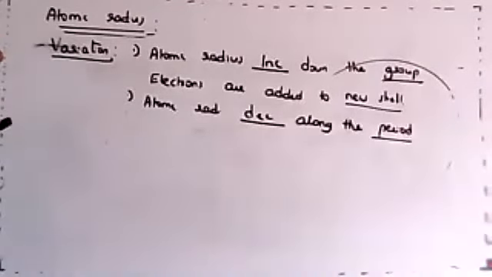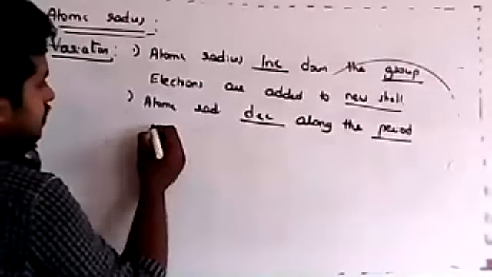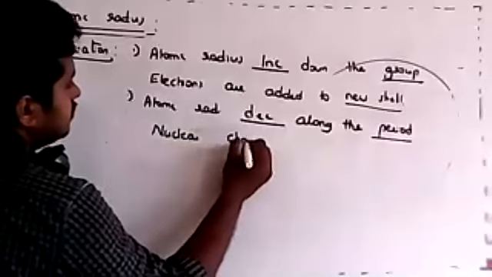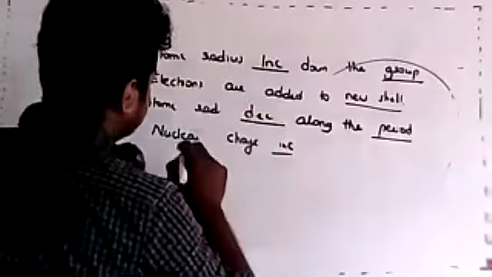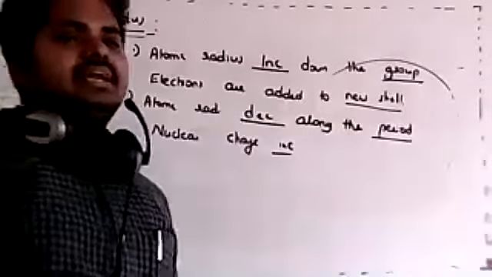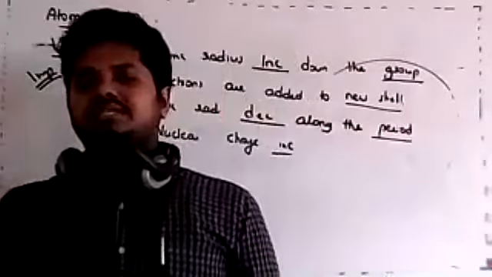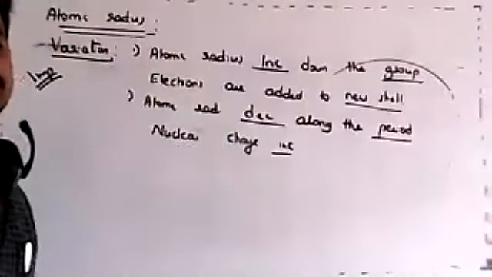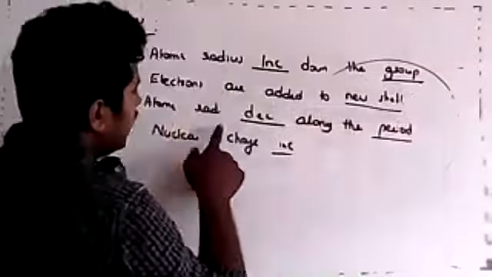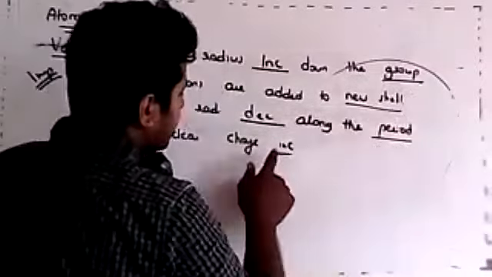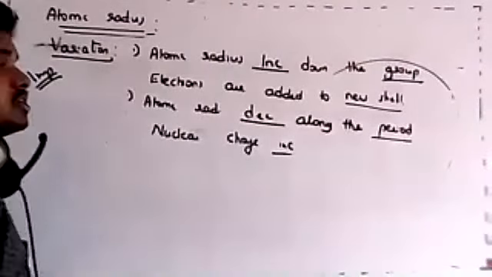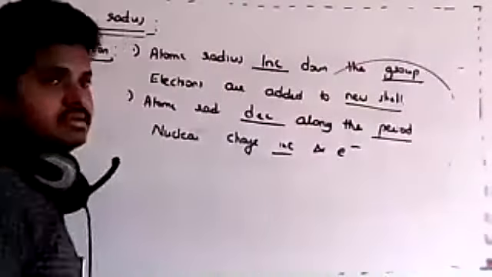Very good. So what's the reason? Because nuclear charge increases. Got it? So it's actually an important question: how does the atomic radius vary along the period and down the group, and what is the reason? Atomic radius increases down the group because electrons are added to a new shell, and atomic radius decreases along the period because nuclear charge increases along the period and electrons are added to the same shell.